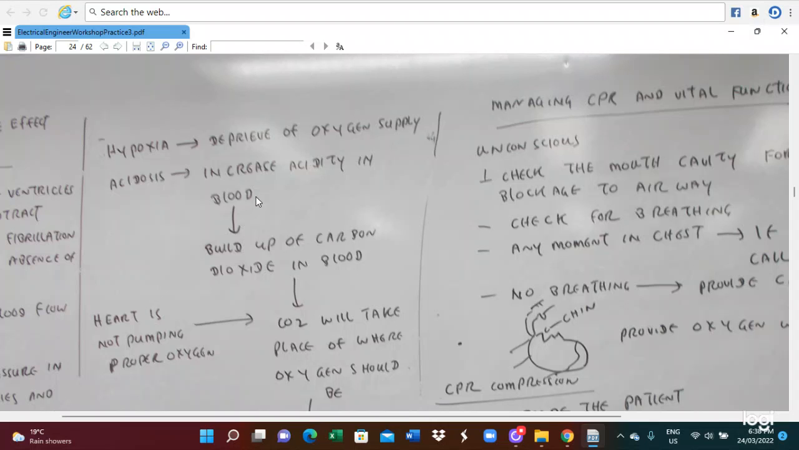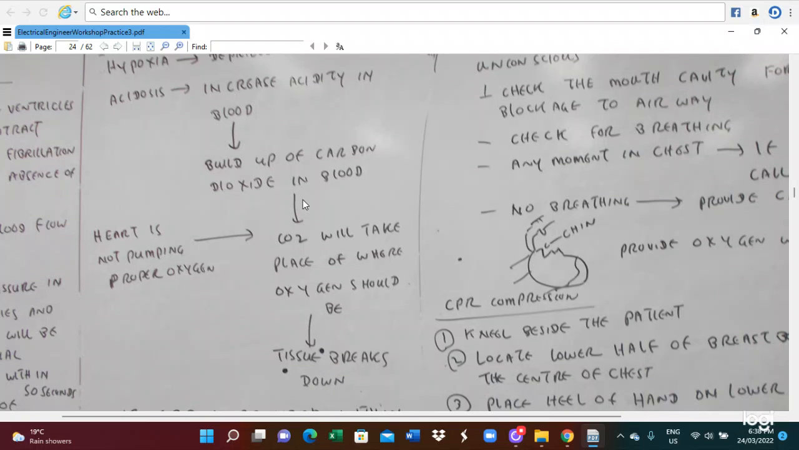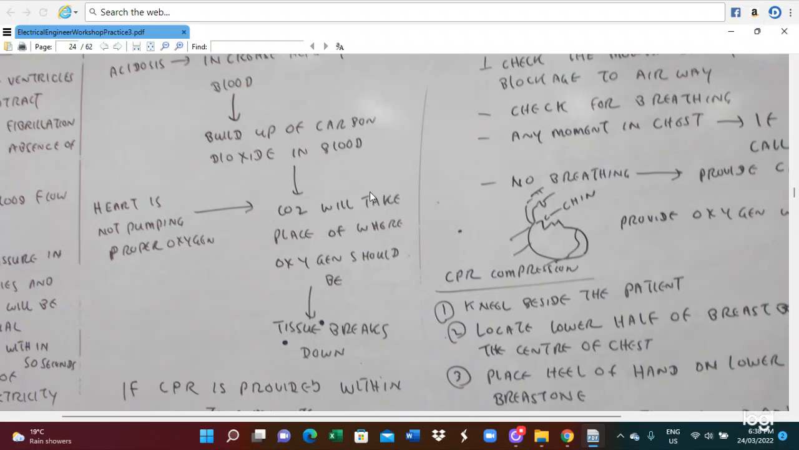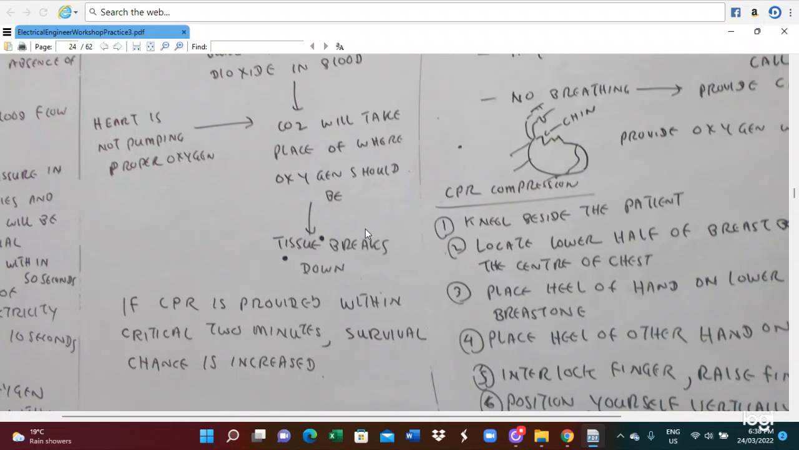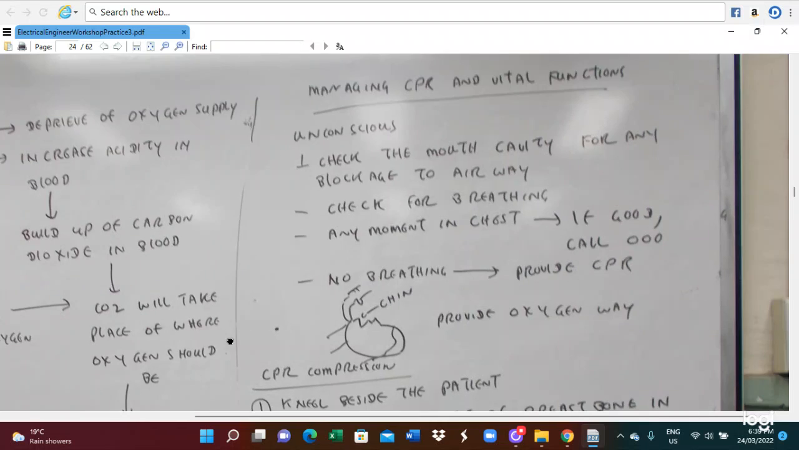After the heart stops, the oxygen supply will stop. In this case, the blood will become acidic, because of the build-up of carbon dioxide in the blood. The heart is not pumping the proper oxygen, so carbon dioxide will take the place of the oxygen, and the organ tissue can be damaged. So CPR is providing support in the critical time, and it is vital within 2 minutes for the survival of the person.